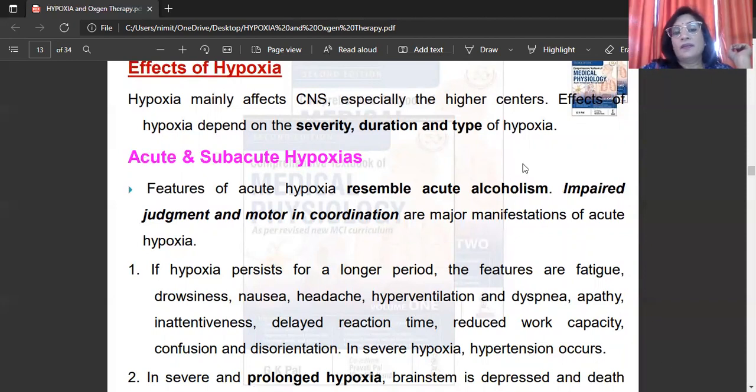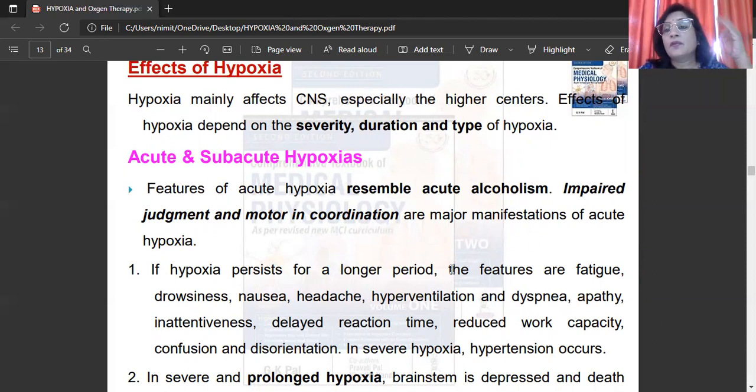Now they can be classified as acute or subacute hypoxia. In the case of acute hypoxia, the picture resembles acute alcoholism, that is, impaired judgment and motor incoordination. These are the major manifestations of acute hypoxia.